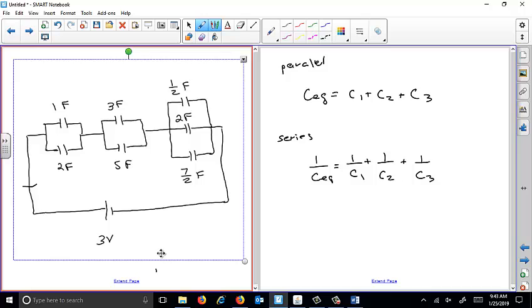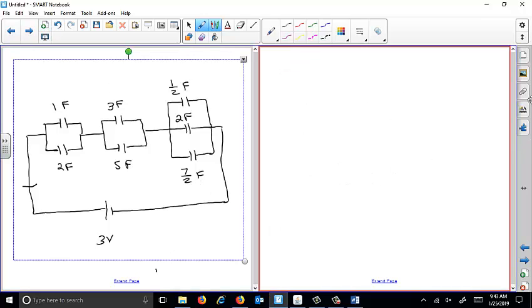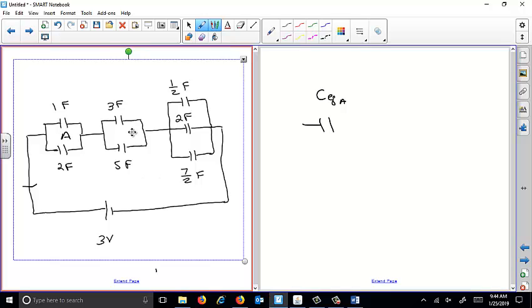So the first thing we're going to do is combine the ones that are in parallel into equivalent capacitances. So we're going to replace these two capacitors with a single capacitor. We'll call that capacitor A. We'll call this part A of the circuit. This will be part B, and this will be part C.